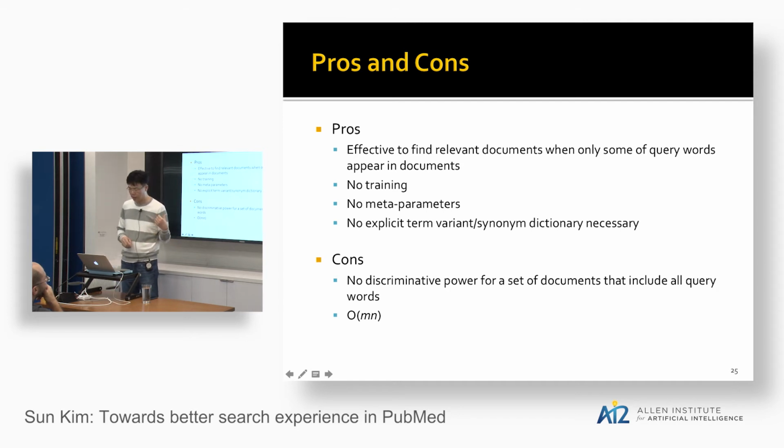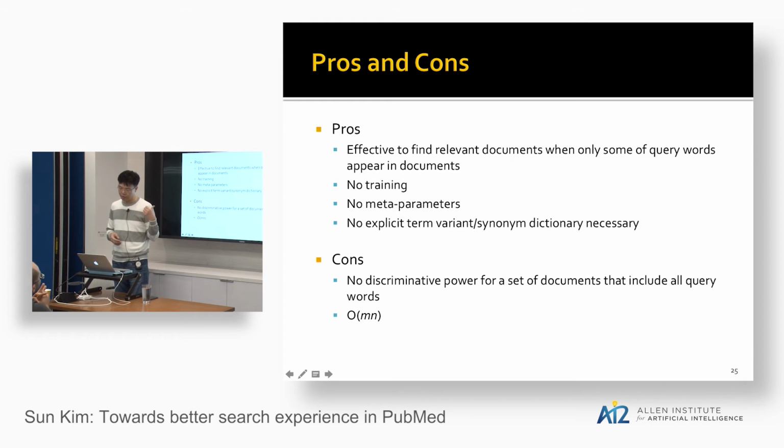So this word mover's distance is effective to find relevant documents when only some of the query words appear in documents. Like Wally just pointed out, if all words appear in documents, then this word mover's distance cannot distinguish those documents with all queries in it. But the good thing is that no training is required. There are no meta parameters, and we don't need any dictionaries for term variants and synonyms. The weakness is, again, like I said, it cannot distinguish documents when they all include query words.